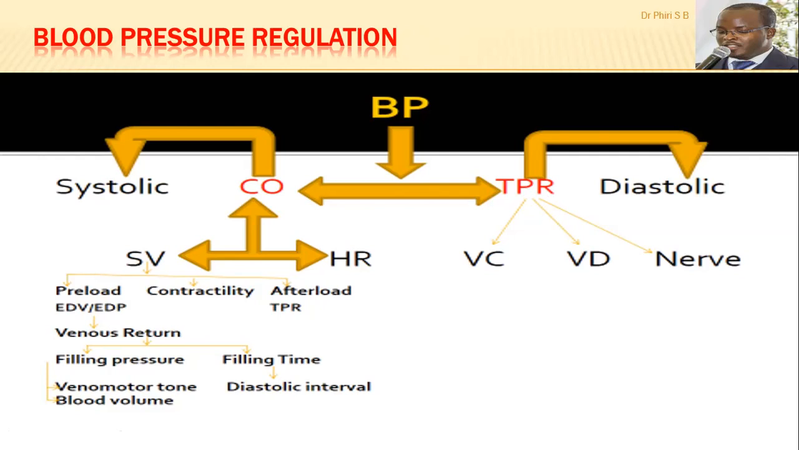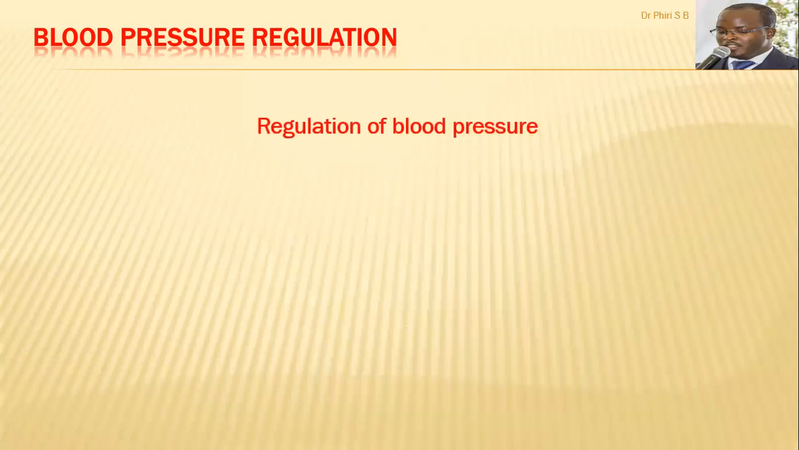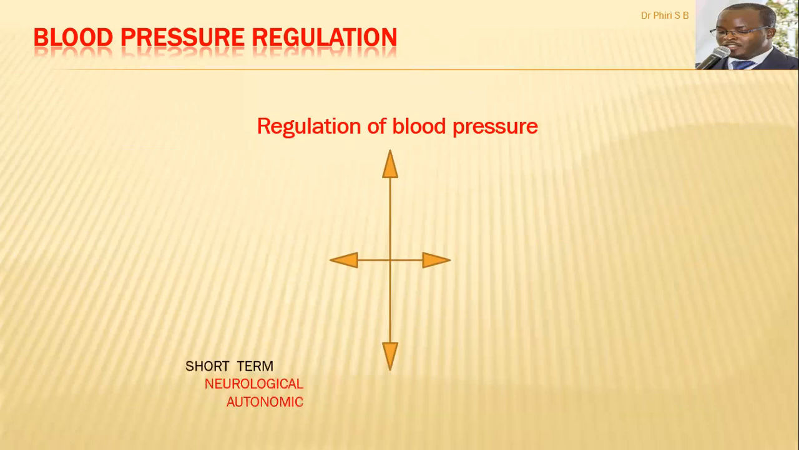So this is very important for you to understand before we start discussing the actual mechanisms involved in blood pressure regulation. So let's go and discuss blood pressure regulation. For regulation of blood pressure, there are different mechanisms that are involved. You have hormonal mechanisms, which are called long-term mechanisms. Then you have neural mechanisms, which are short-term. Then you have autoregulation mechanisms.